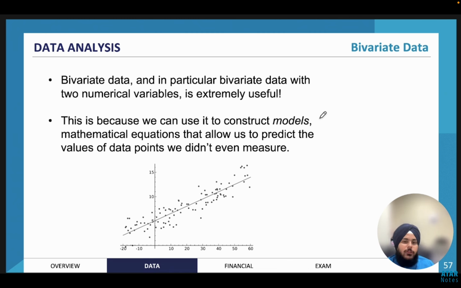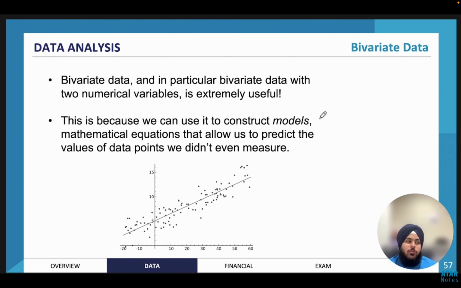So why do we need to use bivariate data, or specifically scatter plots? Well, it's because they're really good at establishing a model. A model is essentially when we're using mathematical equations to predict certain things. Let's say, again, I'm going to use the orange example, we have a distribution of the weights of oranges and the height and the diameter of the oranges, and we plot that using a scatter plot.